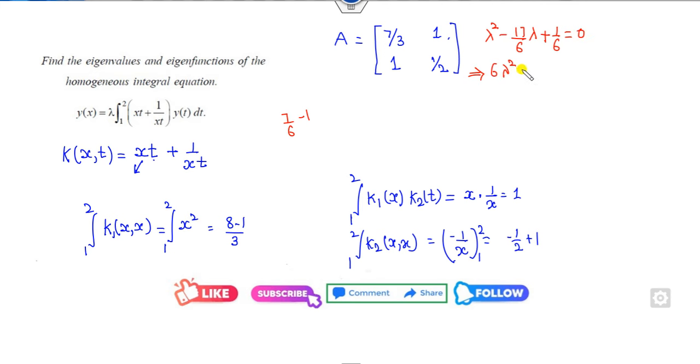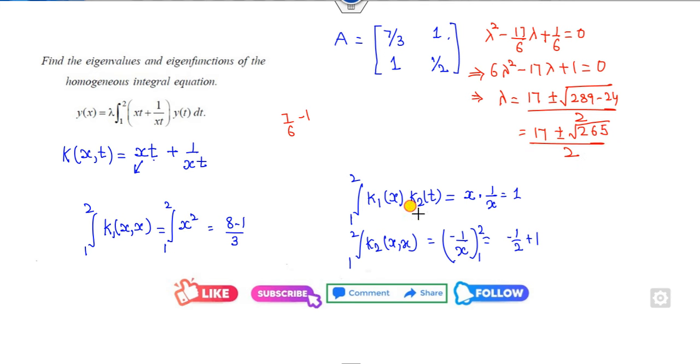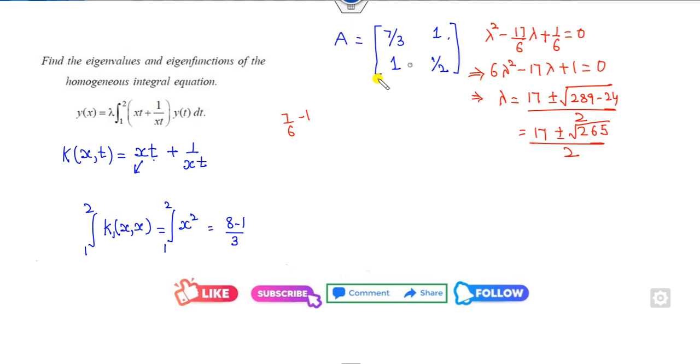It is 6 lambda square minus 17 lambda plus 1 is 0. So that will be minus b plus minus the square root of 289 minus 24, over 2. Fine. So you can see 17 plus minus root 265 divided by 2. So these are the eigenvalues of this. Therefore, the eigenvalues are the reciprocals of this: 1 over 17 plus root 265 and 1 over 17 minus root 265.